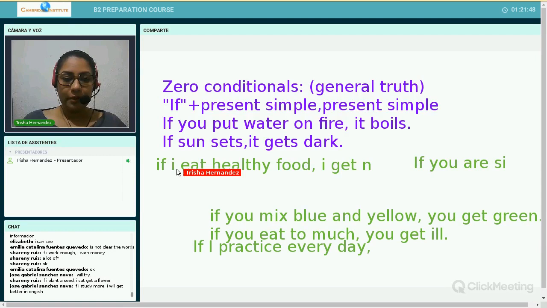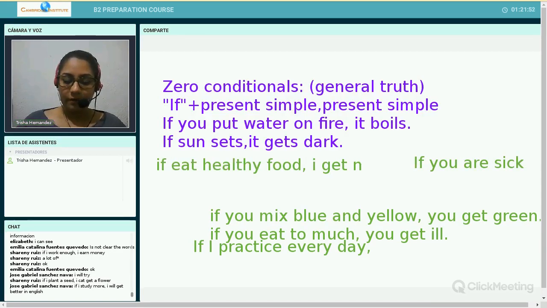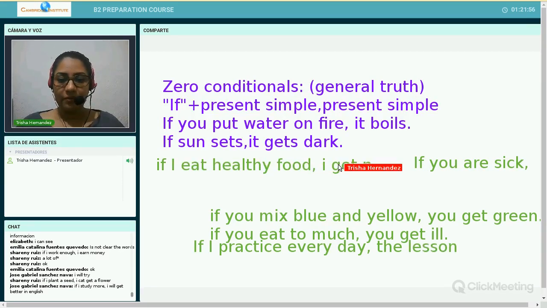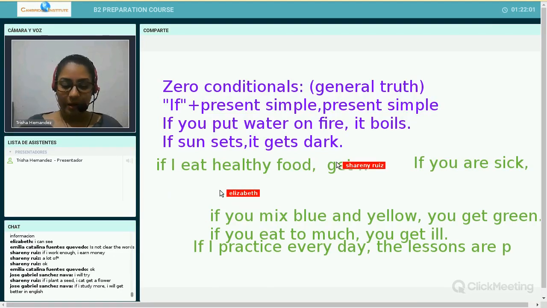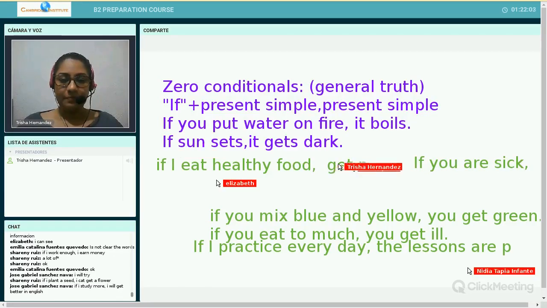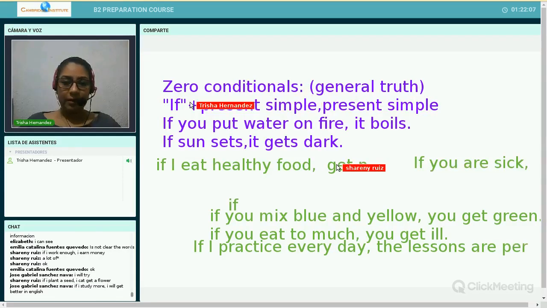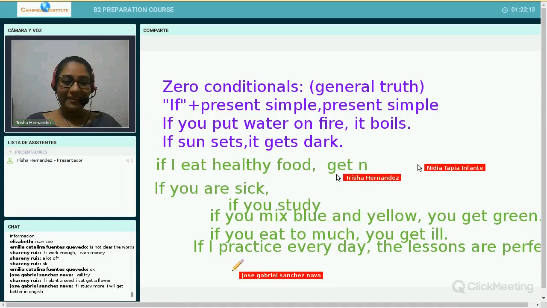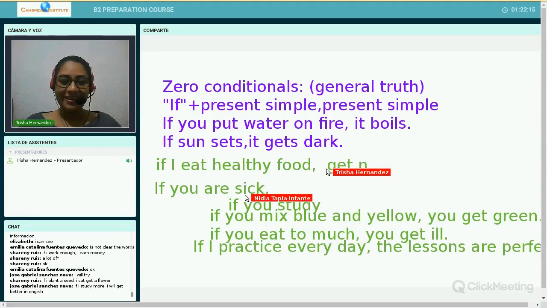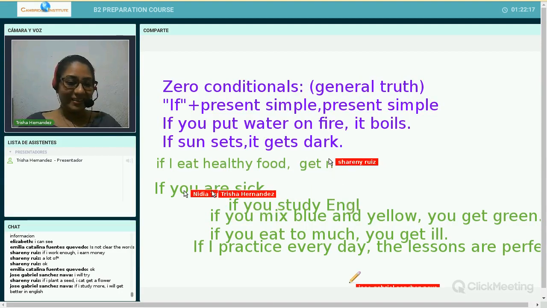Shereni, if I need help, Shereni, if I eat healthy food, sorry, Shereni, if you are sick, okay, I'm going to help. Why are you all writing in green? You're all writing in green. Why are you all writing in green?